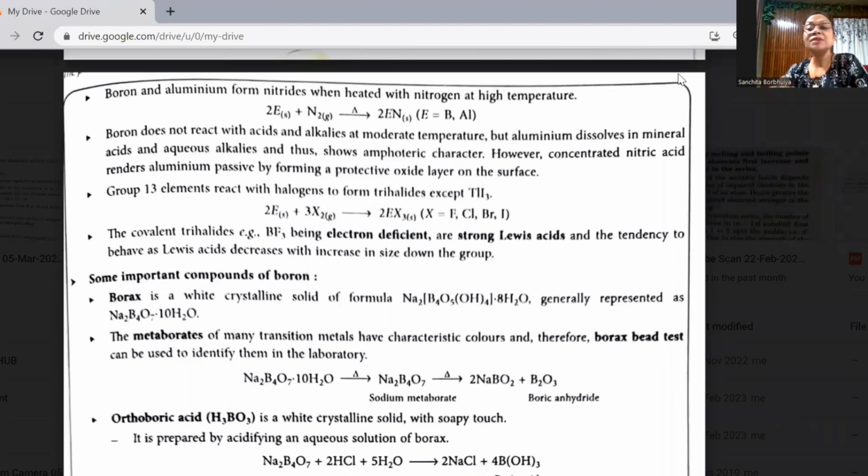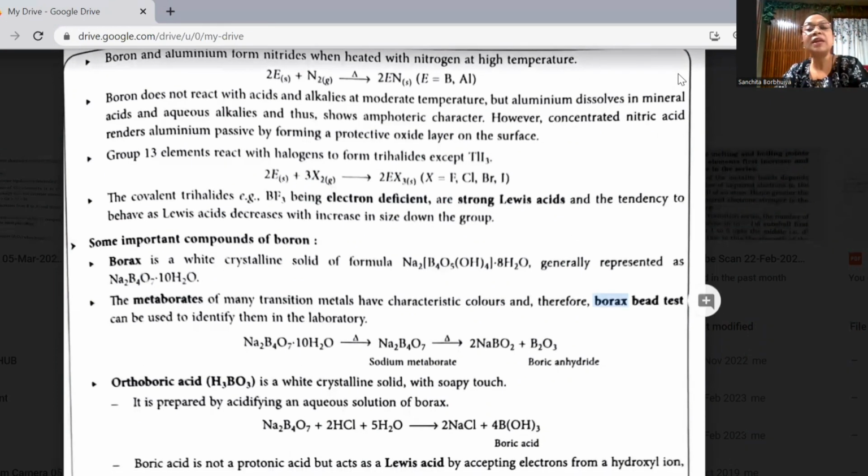All these elements do not react with nitrogen, only boron, and even aluminum to some extent, react with nitrogen. Why? Because these elements are small. Nitrogen being small in size, the overlap is good. So boron and aluminum form the nitrides of the formula EN. Both are trivalent, be it aluminum or boron. So boron nitride has the formula BN.